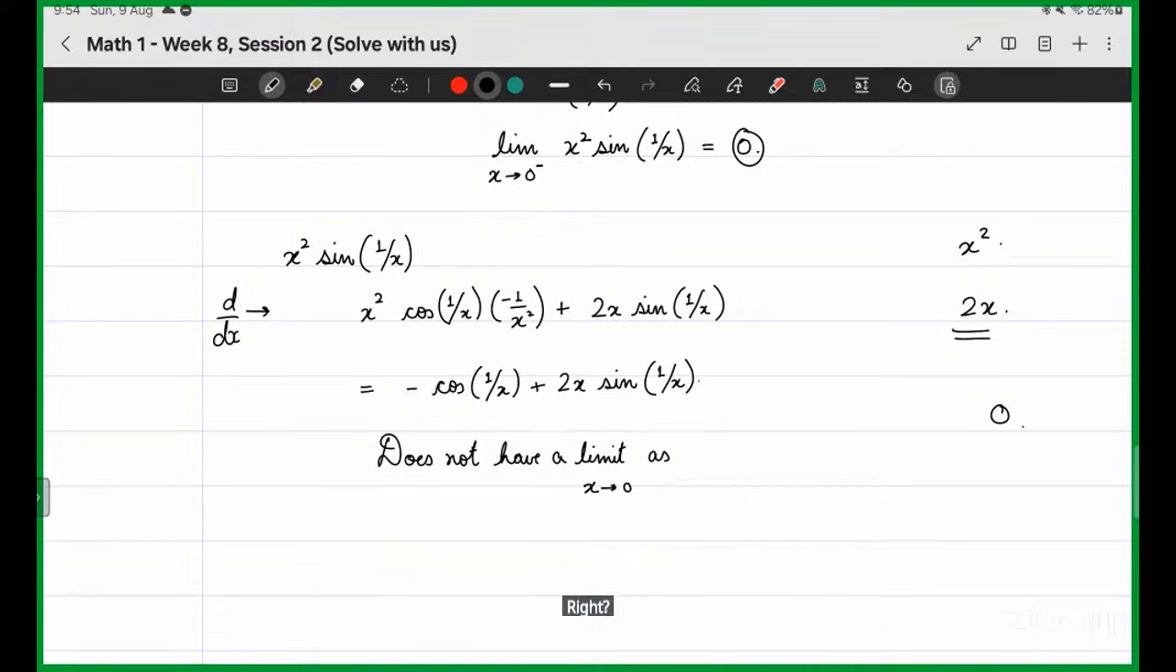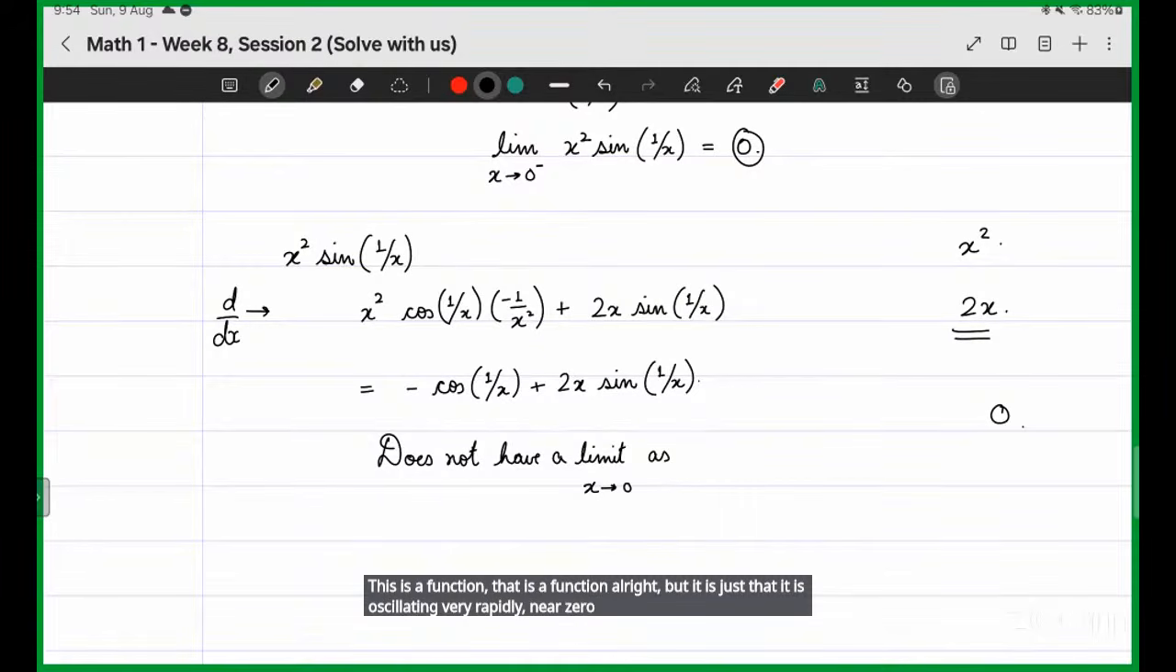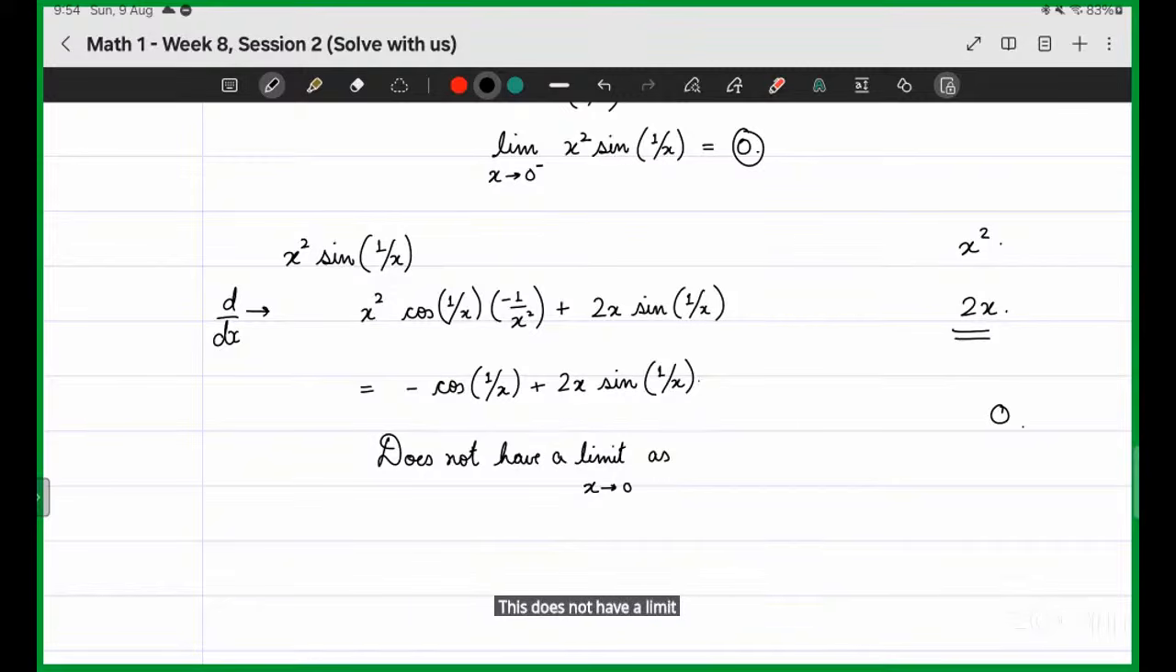Sir, can we say that for one x we have so many y's? What do you mean by that? Means we are not having a function. This is a function, all right. But it is just that it is oscillating very rapidly near 0. So that's why this does not have a limit. Yeah, one rotten apple spoils the whole barrel. Okay, that's maybe one way to look at it.